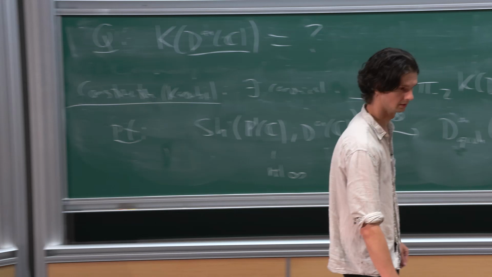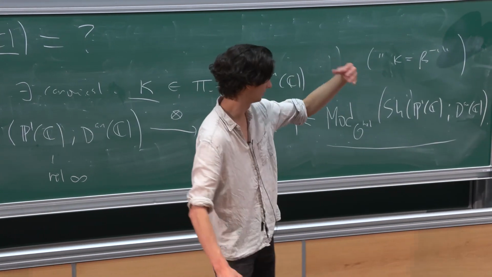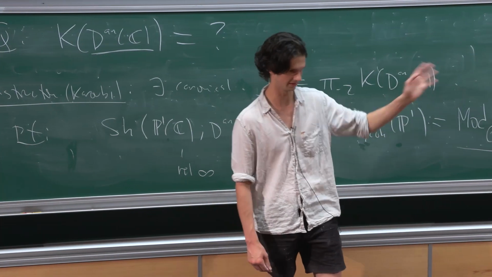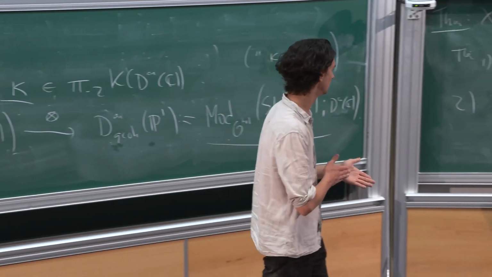What do you mean by filtration? I mean, there's a filtration on it where the associated graded pieces are Deligne cohomology.